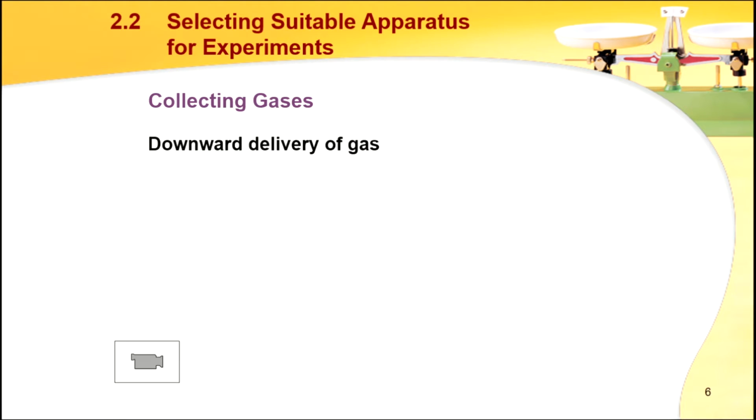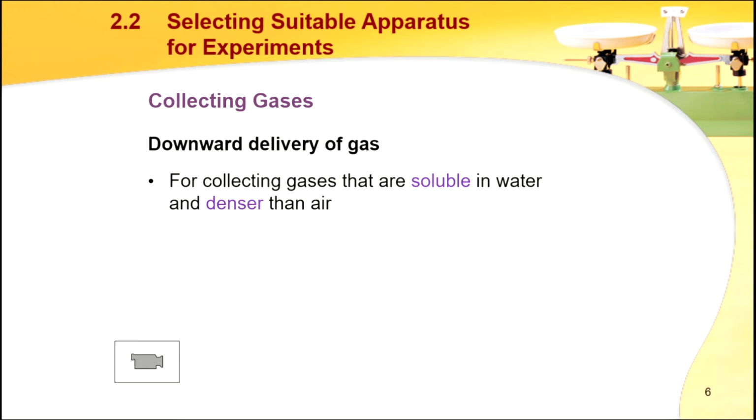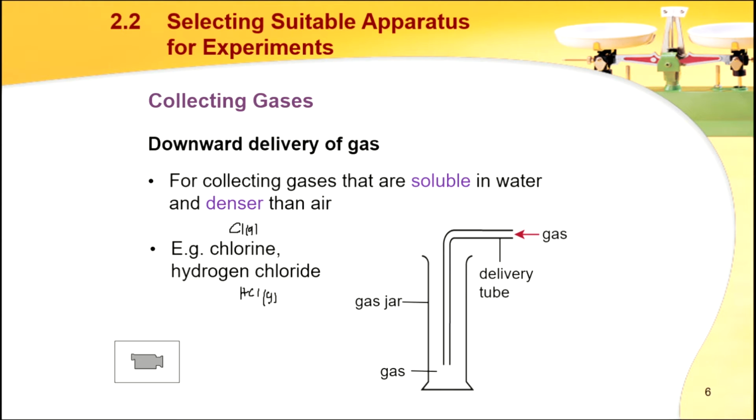And then the next method is known as the downward delivery of gas, for collecting gases that are soluble in water and denser than air. For example, chlorine gas, Cl2 gas, or hydrogen chloride, HCl gas. Here is the set of experiments using a glass jar. We can also use a test tube or measuring cylinder.